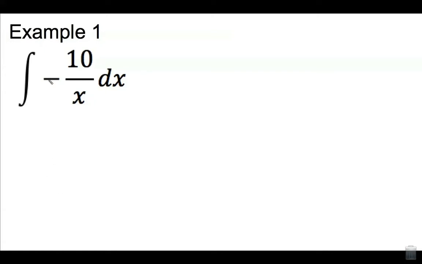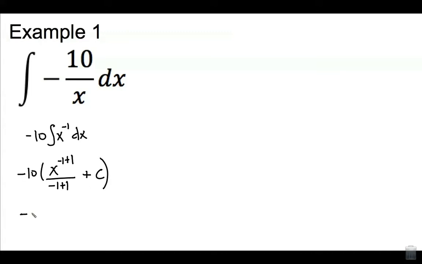Our instinct is going to tell us to factor out the negative 10 and then take the indefinite integral of x to the power of negative 1 dx. Right? This is our instinct. It's going to end up telling us to do this and then use the power rule, which becomes x to the negative 1 plus 1 over negative 1 plus 1 plus our constant. Negative 1 plus 1 is 0, so our exponent to the power of 0 is not a big deal. That's 1. But the problem comes in right here with the denominator.